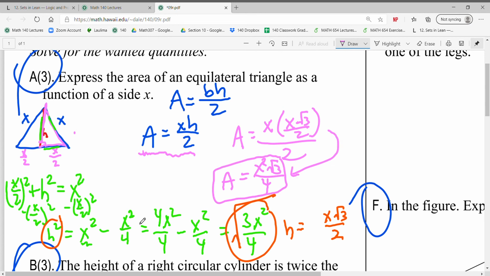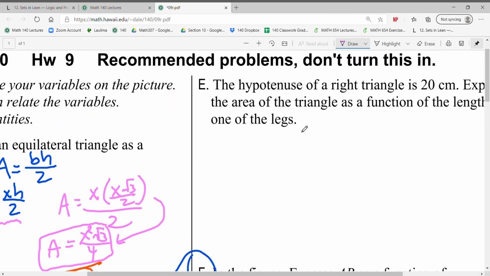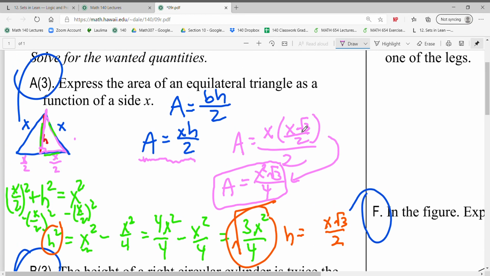I know that's super messy. Let's double check and see if my answer is right. Hey, my answer is right. All right, sweet. So I did that part. Cool. So what did I do?